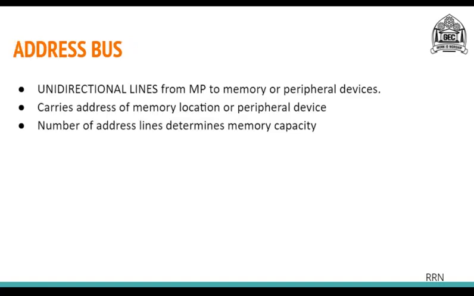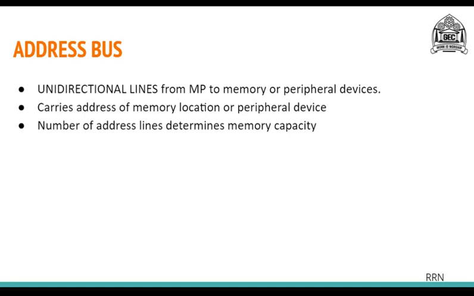The first type of bus in your system bus is the address bus. The address bus is basically a group of parallel lines, and these parallel lines are unidirectional in nature. That means the data or the content flows in only one direction, that is, from the microprocessor to different memory locations or peripheral devices. That is why it is known as a unidirectional bus, because the data or the content flows from the microprocessor to the memory location and peripheral devices and not vice versa.